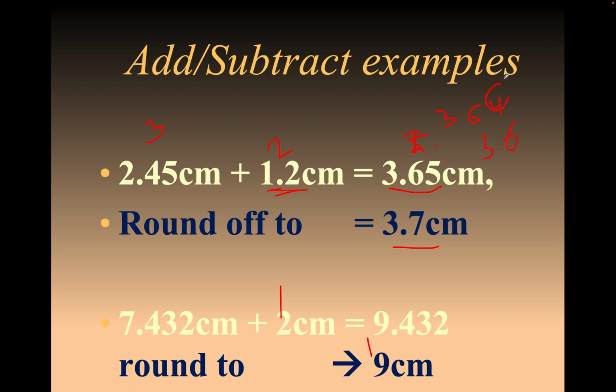Because this is less than 5. Similarly, 9.4 is less than 5, so it will be 9 centimeter. If it would have been 9.5 or 9.6, it would have gone to 10 centimeter. Again, it makes sense. Yes, 10 has only one significant number, right?